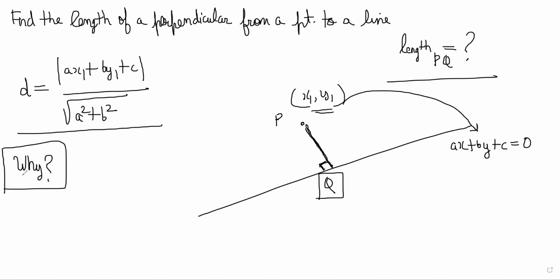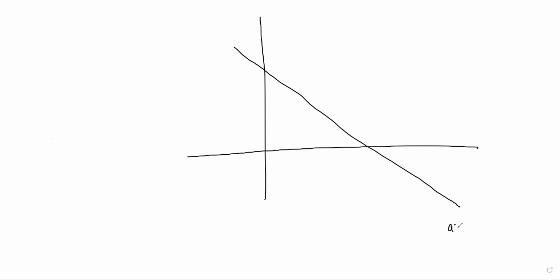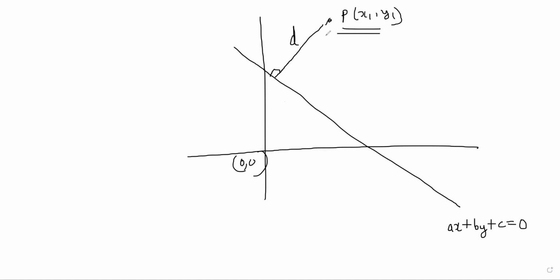So first we'll do the proof in multiple steps. Let's say you have a line like this: ax plus by plus c is equal to 0. This is my point P, x1 comma y1. What I really need to find is this distance d. But before we can do that, we need to prove that d is equal to that thing that you just said, right?